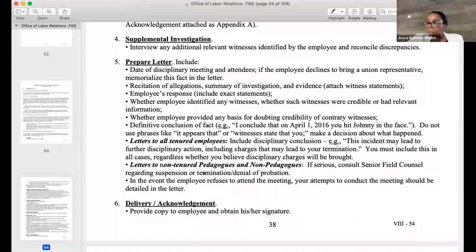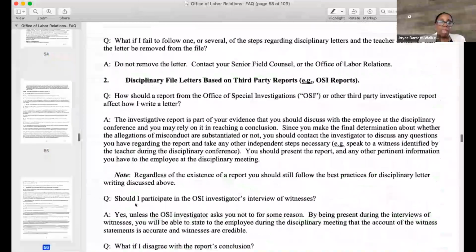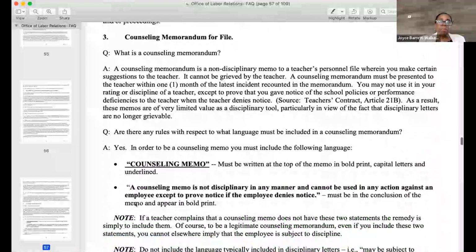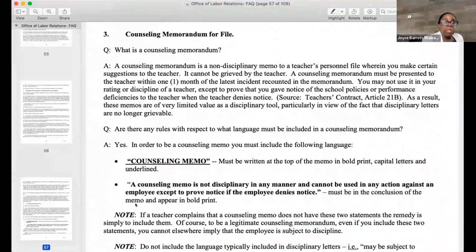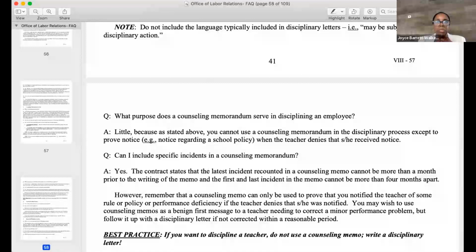Sometimes it's very hard to follow up and really terminate a tenured teacher. Sometimes they're given a PIP. The person comes in one year, they get a PIP, then a second year, but it is a process. I just wanted to also share a part about the counseling memorandum. There are counseling memorandums for file, and it is explained in your FAQ. This information is in a section between pages 53 to 60. It's a short window where all this information is. Any questions?